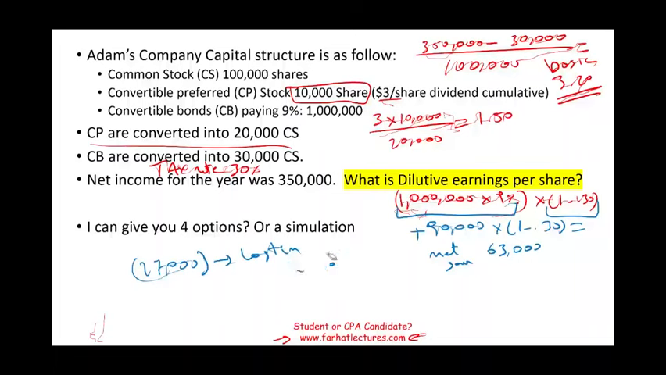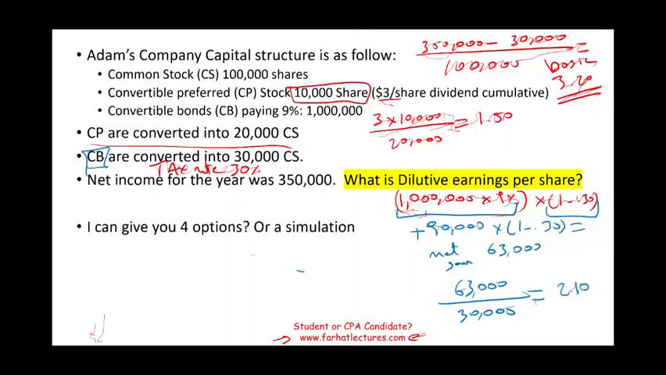Lost in tax savings. Okay, so your net savings is 63,000. Now we have to do the same thing. We have to compute the degree of dilution. So the total is 63,000, and the convertible bond can be converted into 30,000 shares. So 63 divided by 30,000 is $2.10.